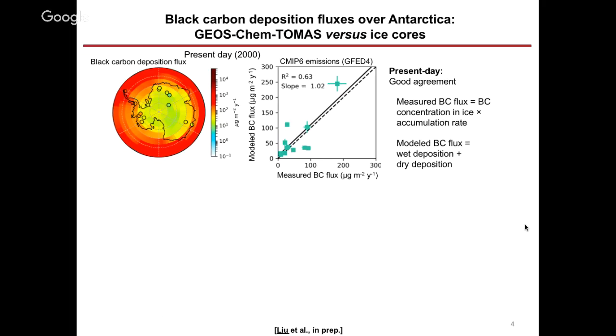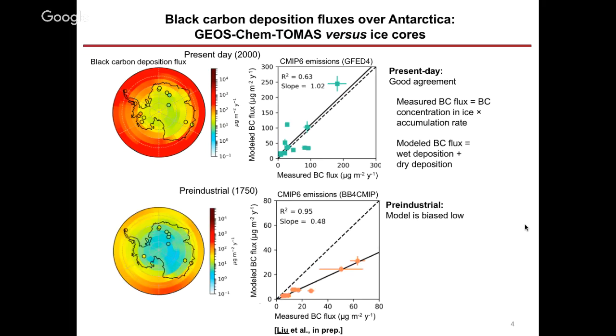Here I show the black carbon deposition flux over the Antarctica, and there's a comparison between the measurement and also the model. We can see that the model is doing a pretty good job. This is actually surprisingly good because the deposition flux can change several orders of magnitude from the source region to the Antarctica, and we can still capture this spatial contrast.